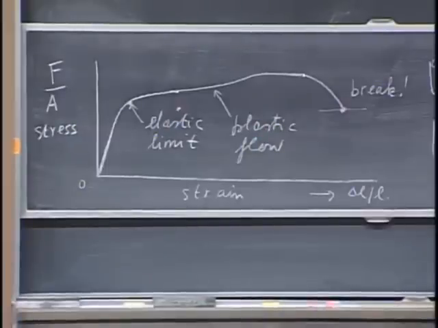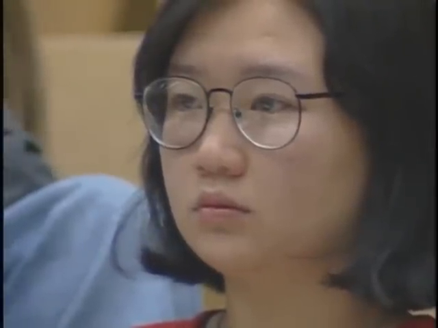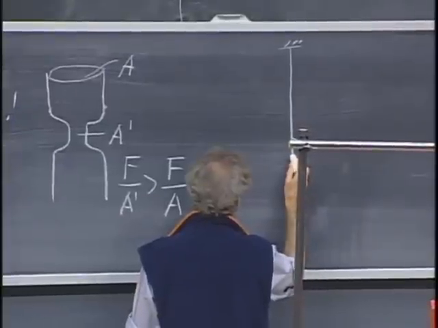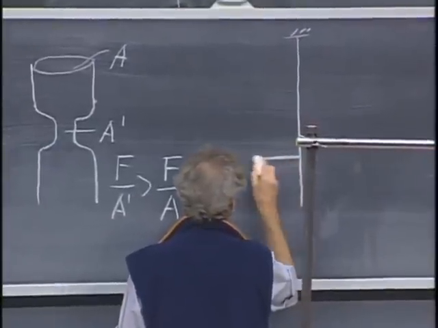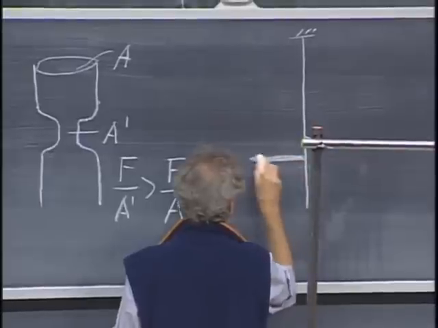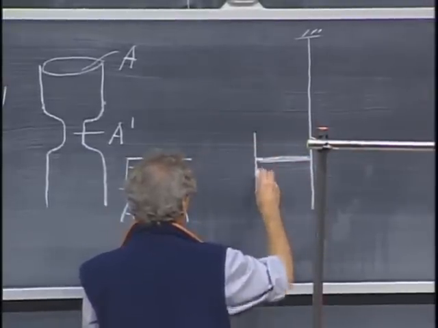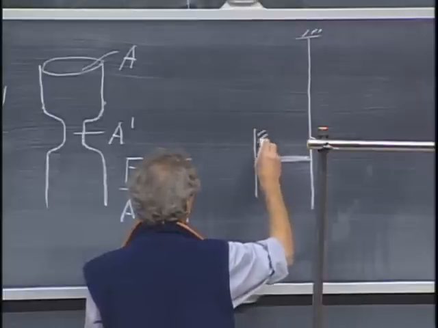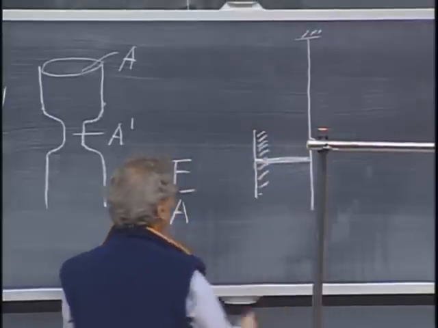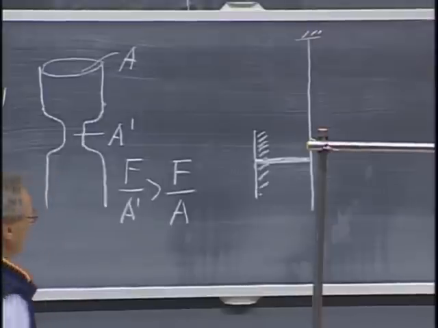We have a copper wire. You will get the dimension from me very shortly. And we attach to the copper wire a rod, a solid rod. And at the end of the solid rod is a mirror. This is a mirror. And we're going to hang weights on here.